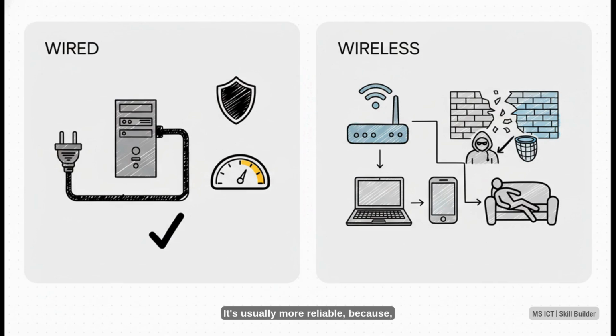It's usually more reliable because walls can't block a cable. It's more secure since a hacker can't just tap in without physically plugging into your network. And it's faster. Wireless gives us incredible convenience, for sure, but that convenience comes with trade-offs in performance and security.